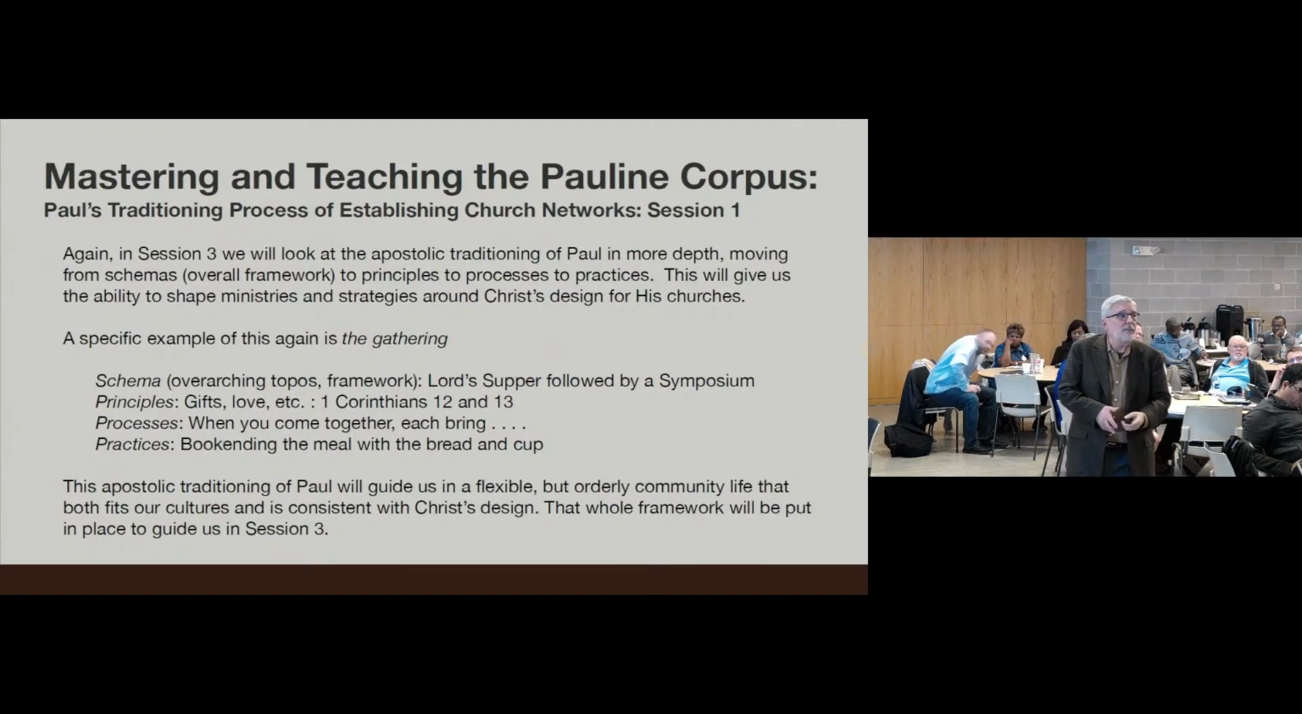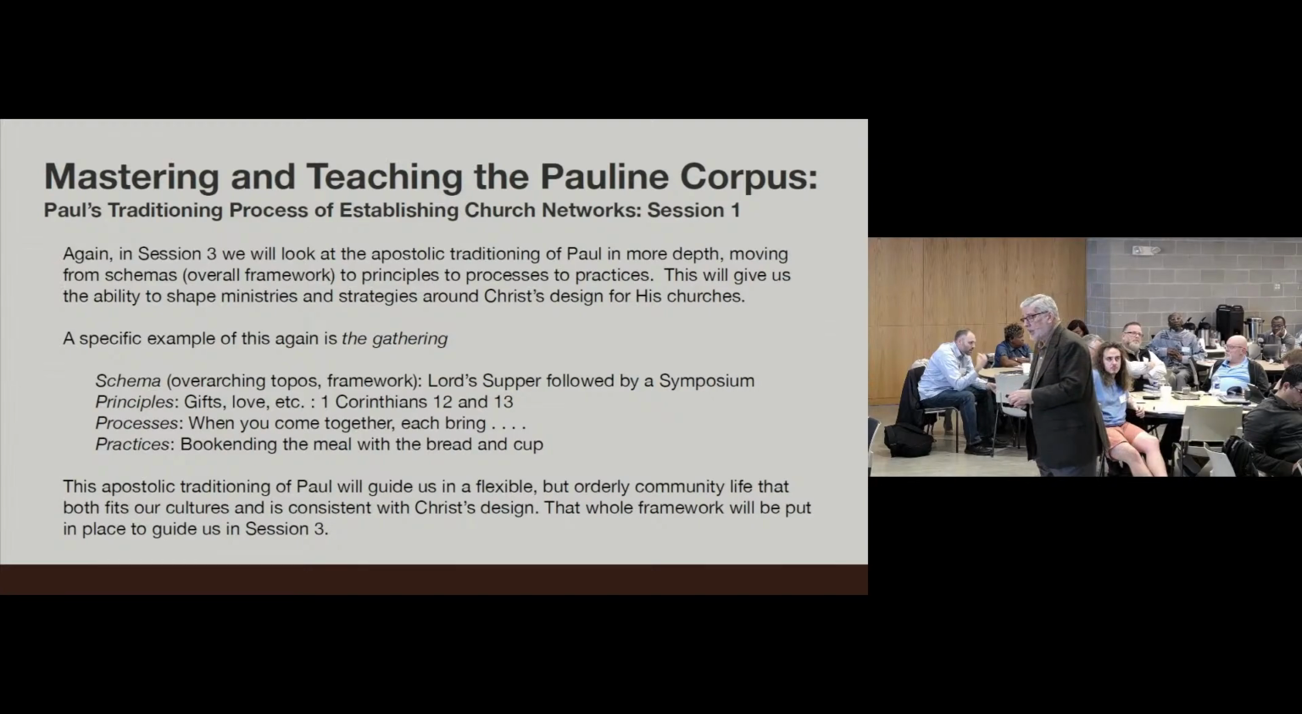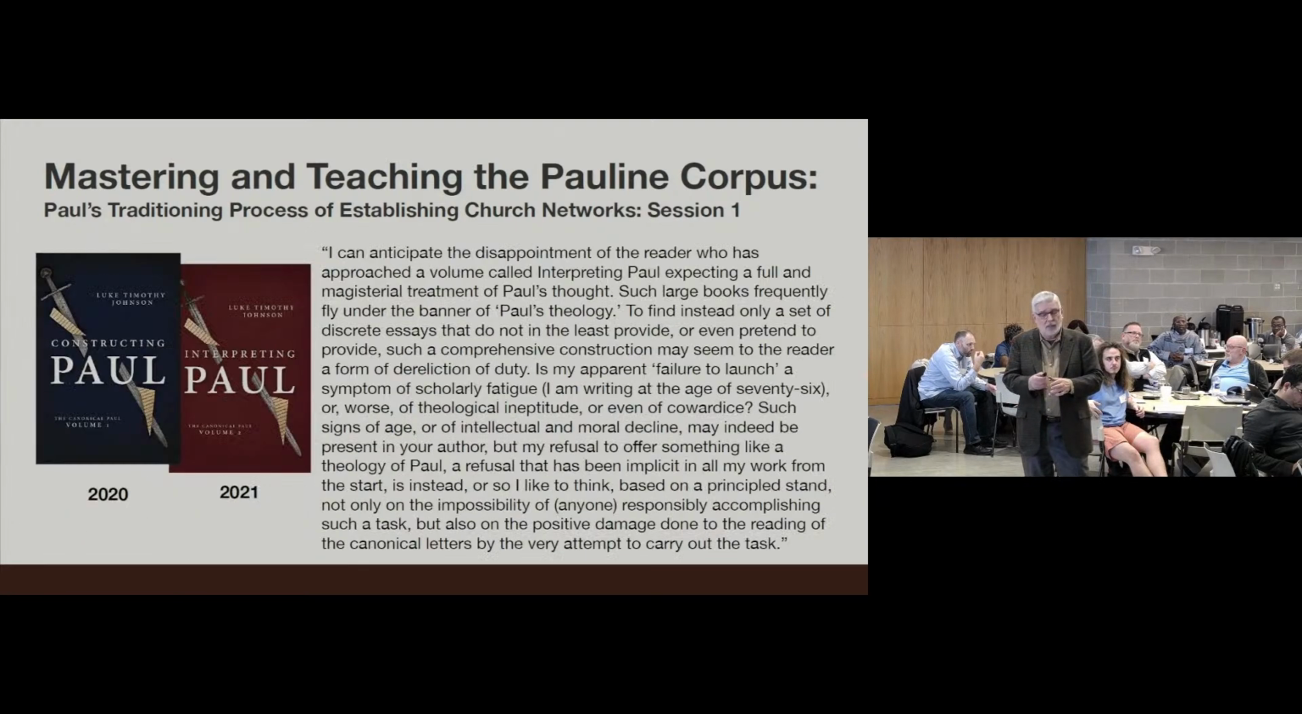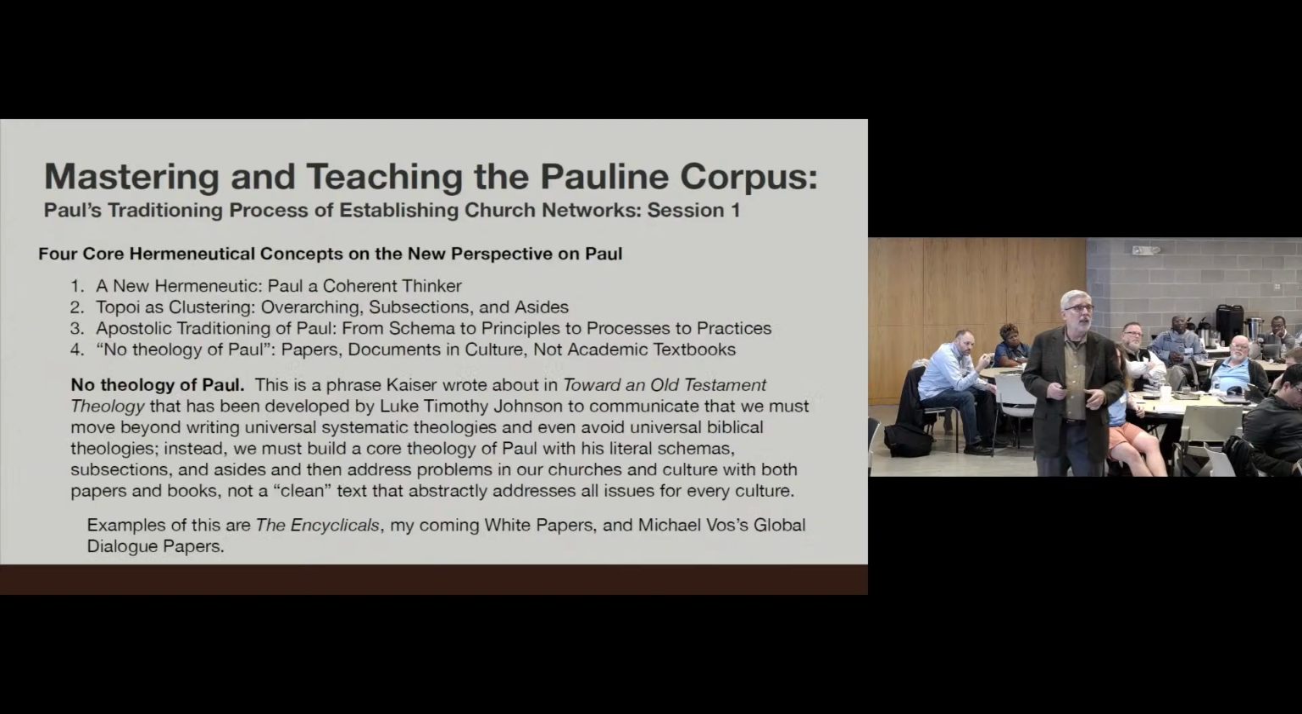But then you also have processes. When you come together, let each one bring a teaching, a song. He's not giving an exact list; he's describing a process. And then there are practices, where you need to do this. One of the key practices, and there aren't many of them, is that when you're doing the Lord's Supper, you begin with the bread, and you finish with the cup. There's a lot of flexibility in that whole meal, but that practice you don't drop. That's a specific practice. Now, this is, no theology of Paul is the last one.